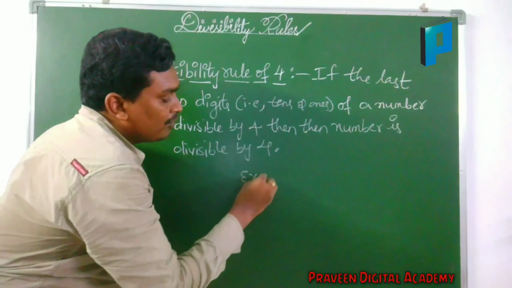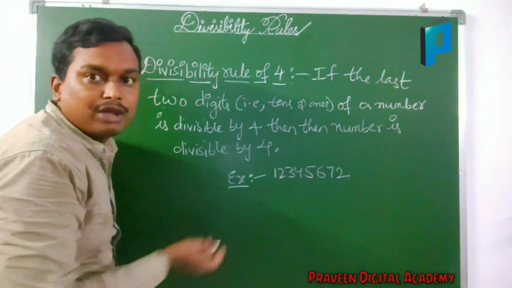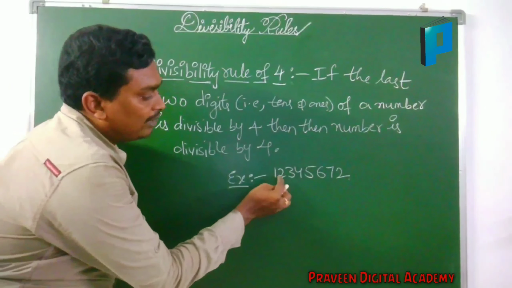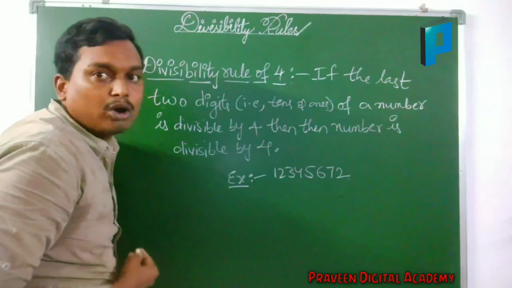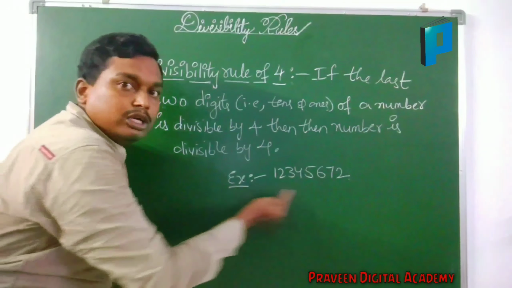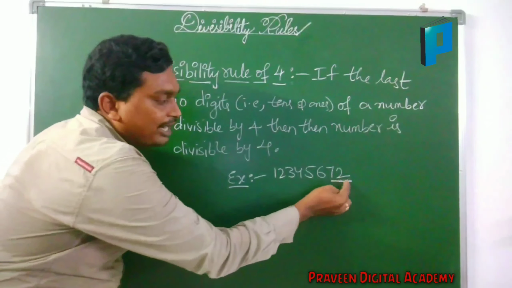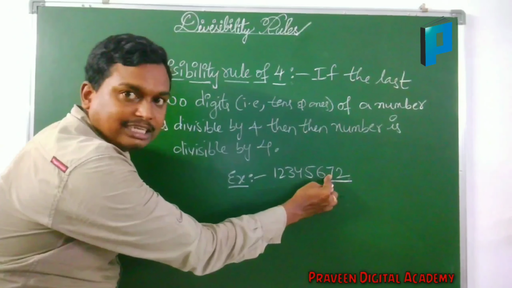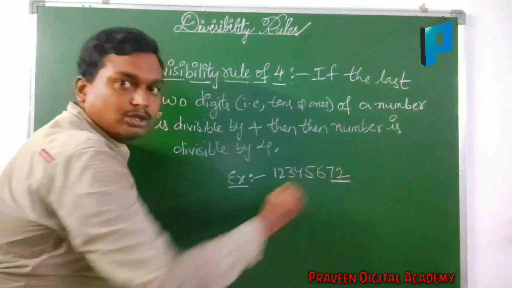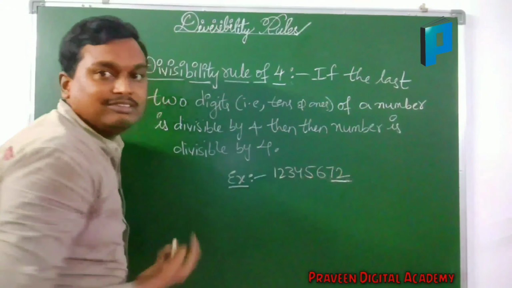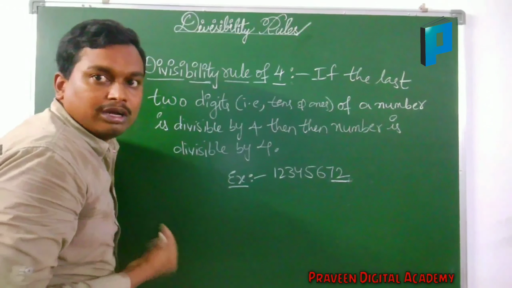For example, if you are having a question like this, 1, 2, 3, 4, 5, 6, 7, 2. This total number is divisible by 4 or not, we have to say. For that, no need to do the total division. What we will do, we will check whether this 72, last two digits, units place, tens place, is divisible by 4 or not. If the last two are divisible, then the total number is divisible. If the last two are not divisible, then the total number is also not divisible.